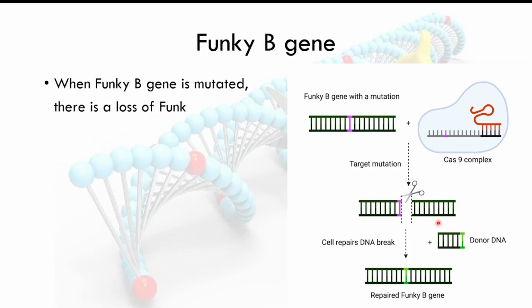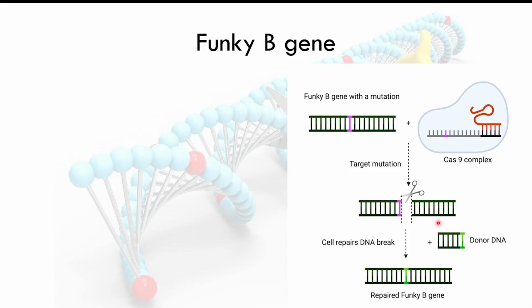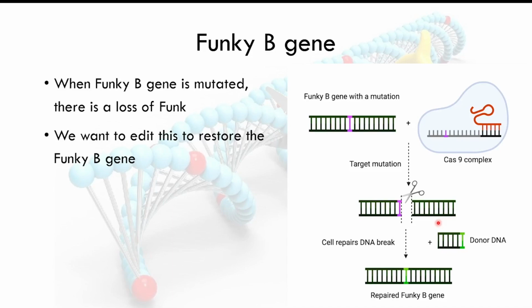The funky B gene in this image has a mutation. That purple bit in the image is a mutation. Highlight one of those, something in the middle. So our funky B gene has a mutation. We form our Cas9 complex with the new guide RNA that we have produced in the lab.